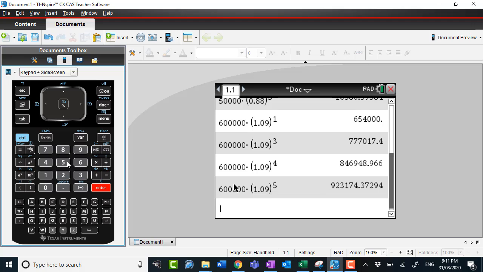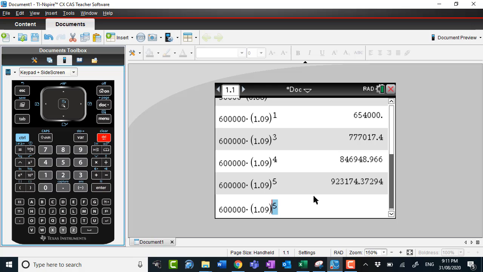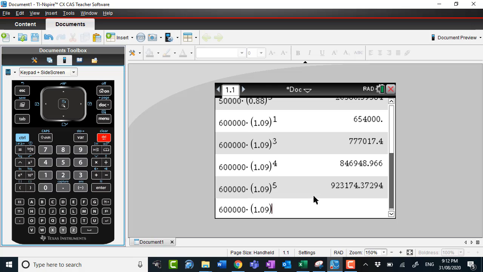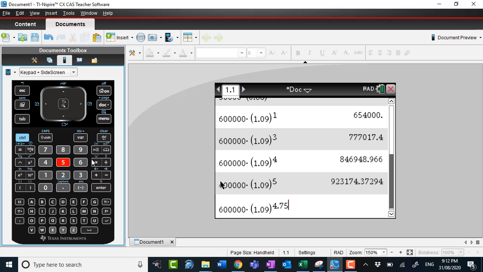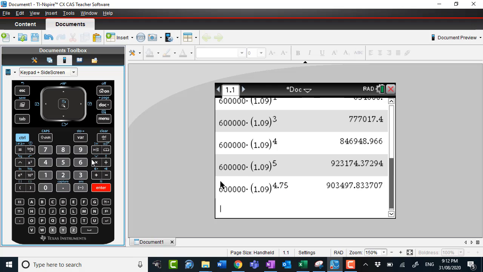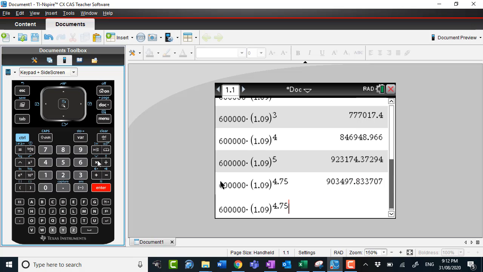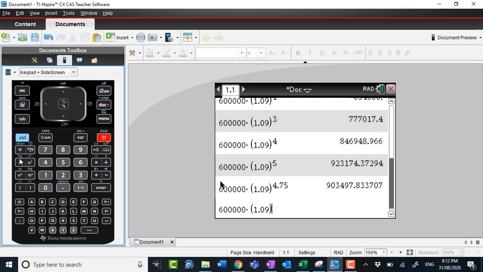Okay, that's worth more than 900,000. So with a bit of trial and error, we can say it's somewhere between 4 and 5. It's going to be less than 5 and more than 4. It's probably going to be closer to 5, I would have thought. So let's try, I don't know, 4.75. Let's give that a go. 4 3/4 of a year. Okay, we're getting there. And as you can see, we can get closer and closer. That's how we would do trial and error.